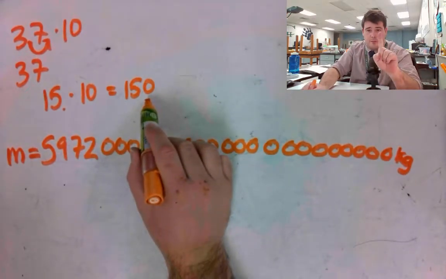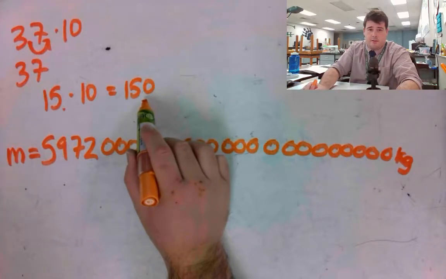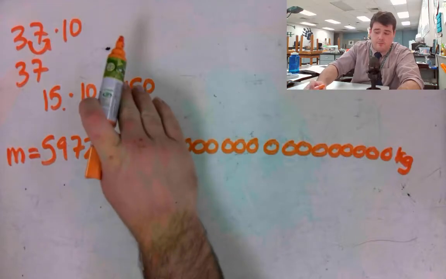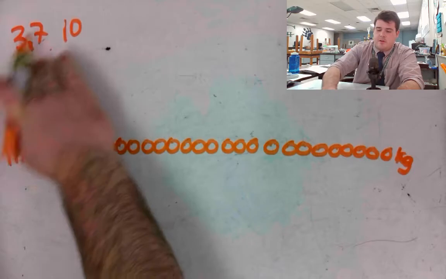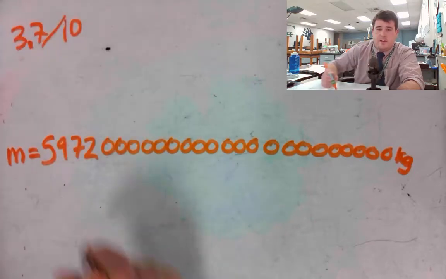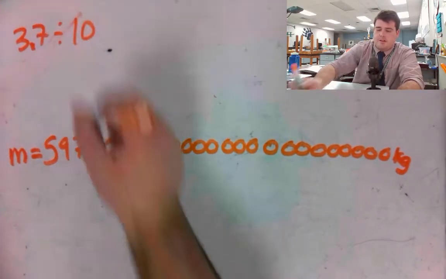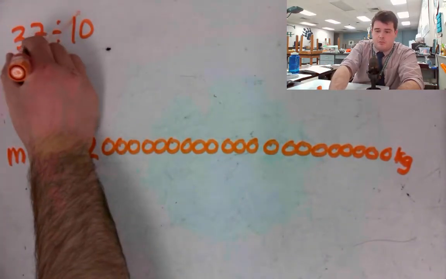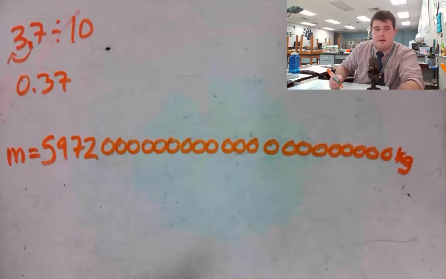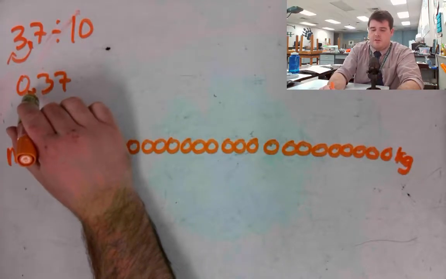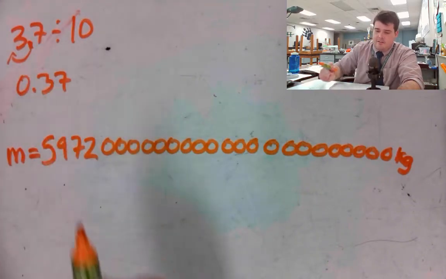Okay, this is the first principle. Multiplying by 10 moves the decimal point over 1 place. And of course, that means the opposite must also be true. If I have 3.7 and I divide it by 10, then I move the decimal point again, but it goes the other direction, so I get 0.37. Multiplying by 10 moves the decimal point to the right, and dividing by 10 moves it to the left. Okay?